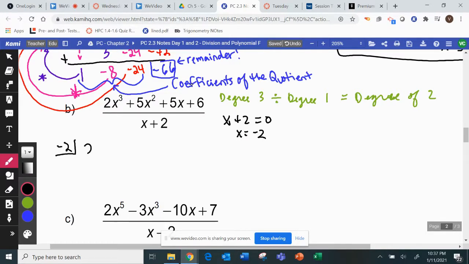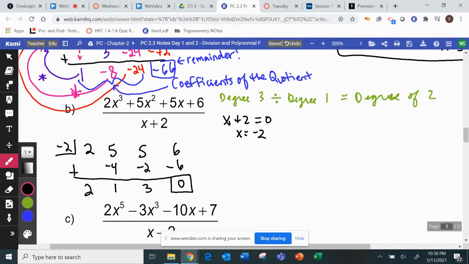Going to write down the coefficients. Two is x cubed. Five is x squared. Five is x. And six is the constant. And there's no need for zeros. We're going to start adding. We add 2 plus nothing, we get 2. Then we multiply. 2 times negative 2 is negative 4. We add 1, multiply negative 2, add 3, multiply negative 6, remainder is 0.